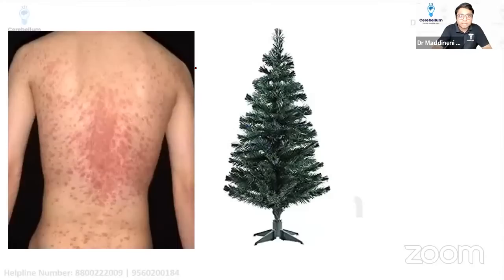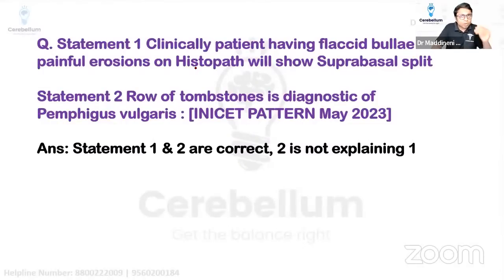Okay, I hope this was the exact images or at least related to this kind of image, like Christmas tree pattern was given. So in the comment section, please do let me know if some other options were given. And this was the next question from vesicular bullous disorders.